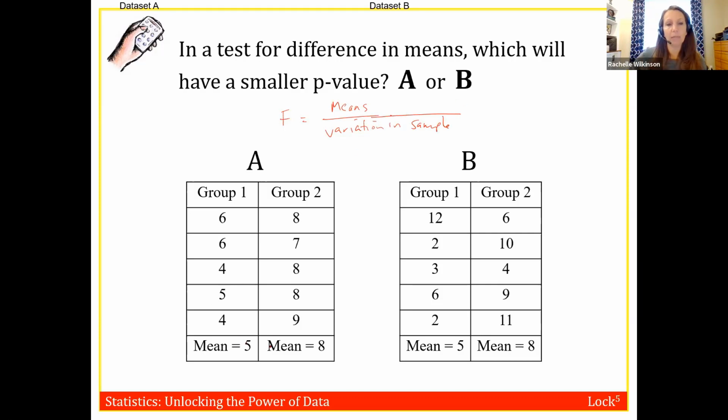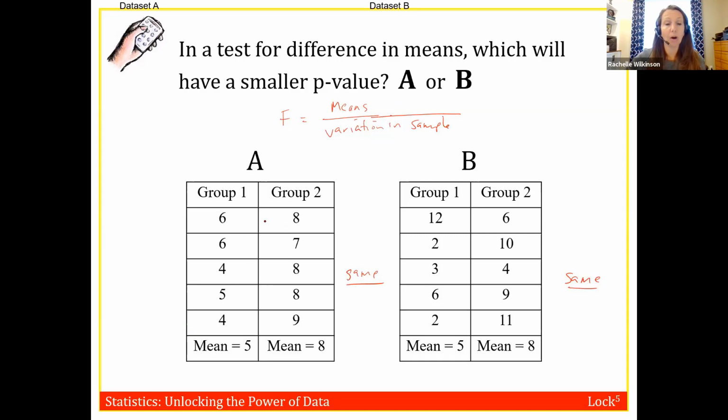So if I look at the means here for A, I'm comparing 5 to 8. For B, I'm also comparing 5 to 8. So those are going to end up having essentially the same numerators. But if I look at the variation in a sample, which one of these, A or B, has less variation among the individuals in the sample? A, right? A has less variation. So in this case, we're going to have the same number on the top for both of them because they had the same difference in means.